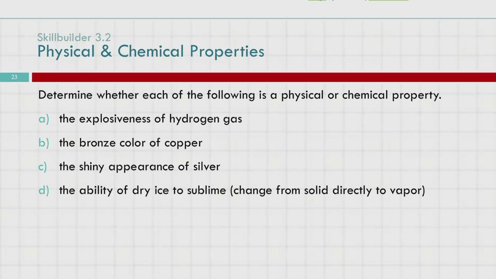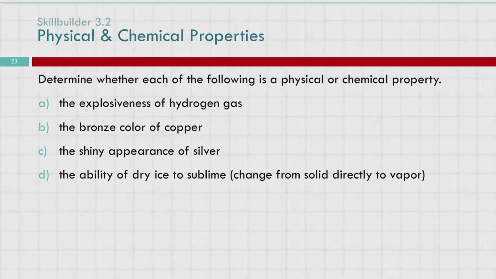Determine whether each of these is a physical or chemical property. Is it the same thing before and after we observe this thing or it does this thing, or does it change? That would be physical and chemical properties, respectively. Hydrogen gas is explosive. The explosiveness of hydrogen gas, is that a physical property? Is it the same thing before and after it explodes, or is it a new thing after it explodes? What do we think?